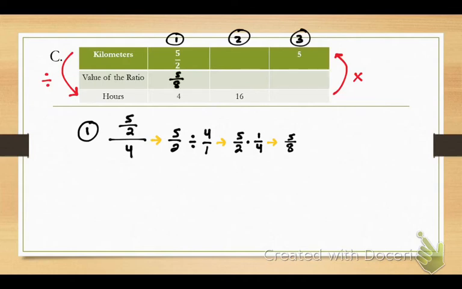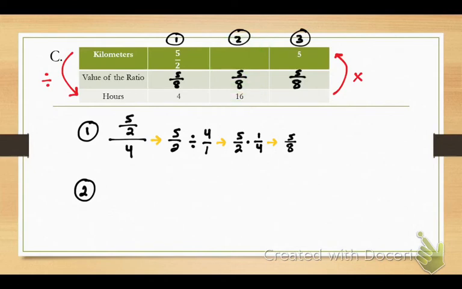Remember, once you find the value of the ratio for the first one, that is the value of the ratio or the missing link for the entire table. Let's go on to the second one. Who would like to help me find the answer for the second one? If it's 16 hours, I'm wondering how many kilometers it will take me. Jonathan, tell me what to do. Am I going to multiply or divide? Multiply, okay? Because notice it gives me the bottom number and I'm working to find the top number.